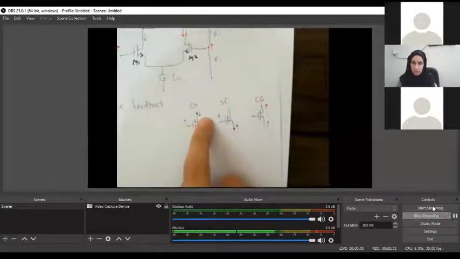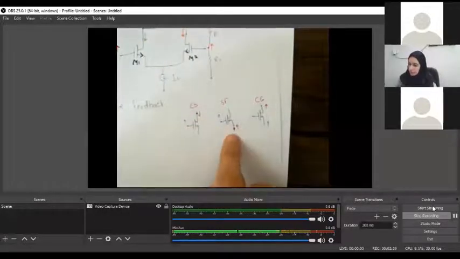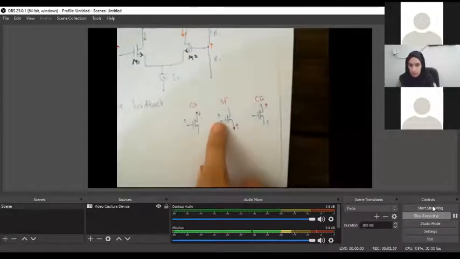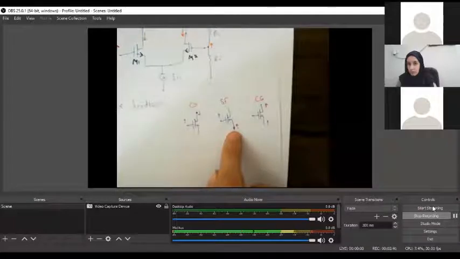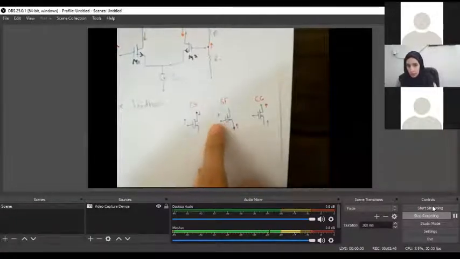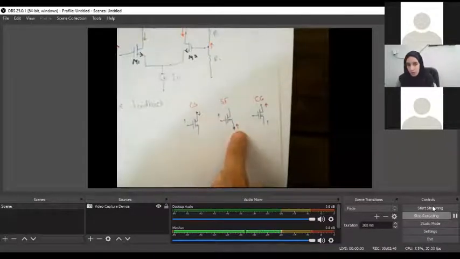You must know this. Similarly, if you are applying the input at the gate and you are checking at the source side, it's going to be a source follower. In this case, if you increase the gate, the source will follow it and increase as well. Yes, Ali?